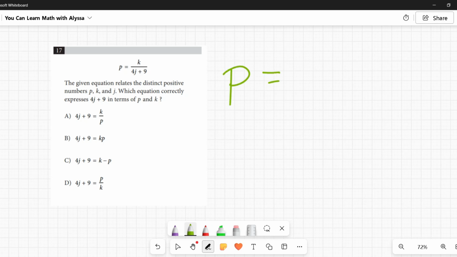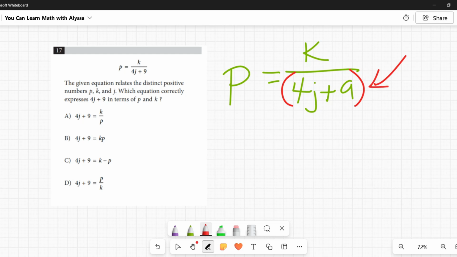So how do we do this? How do we move 4J plus 9? I'm going to treat 4J plus 9 as a whole unit because that's what I'm solving for. I don't have to split them up. So this is K divided by 4J plus 9. Anytime the thing that you are solving for is in the denominator of an equation, you got to get it out of that denominator. And that's going to involve moving it to the other side.